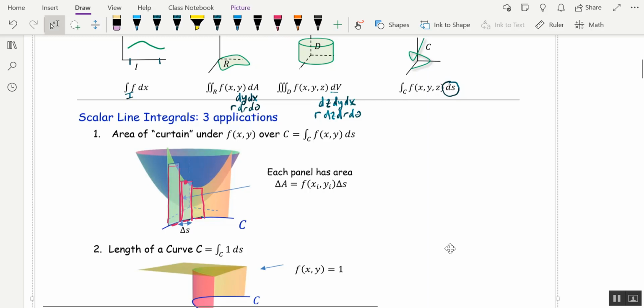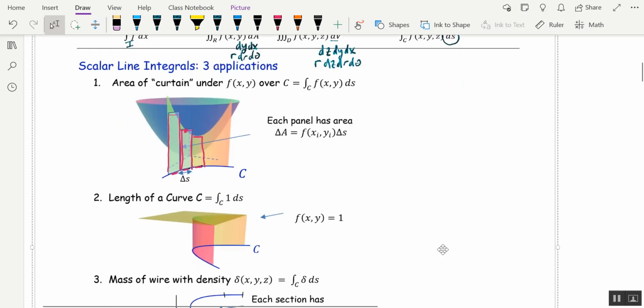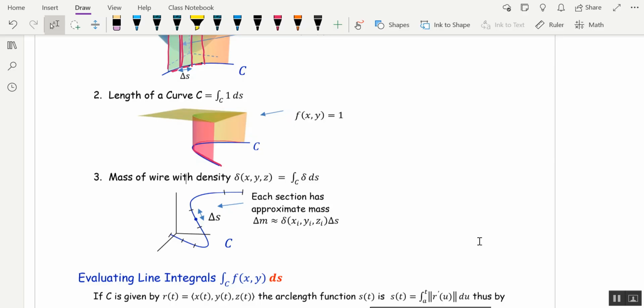You can also use a line integral to evaluate the length of a curve. You can simply take the value of the function to be 1, and then the area of your curtain here is the length of the curve times the height, but the height is just 1, so you get the length of the curve. And finally, you can compute the mass of a wire if you're given the linear density. So the linear density is mass per unit length, and so if you multiply by length, you get mass.